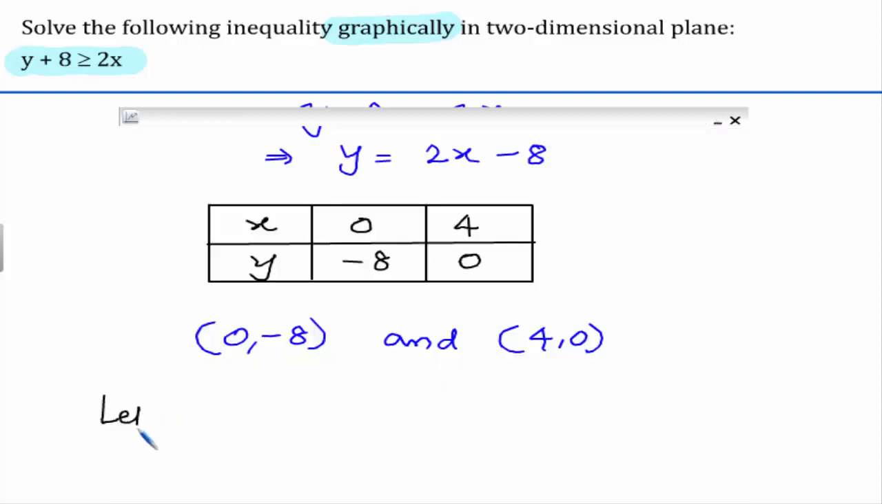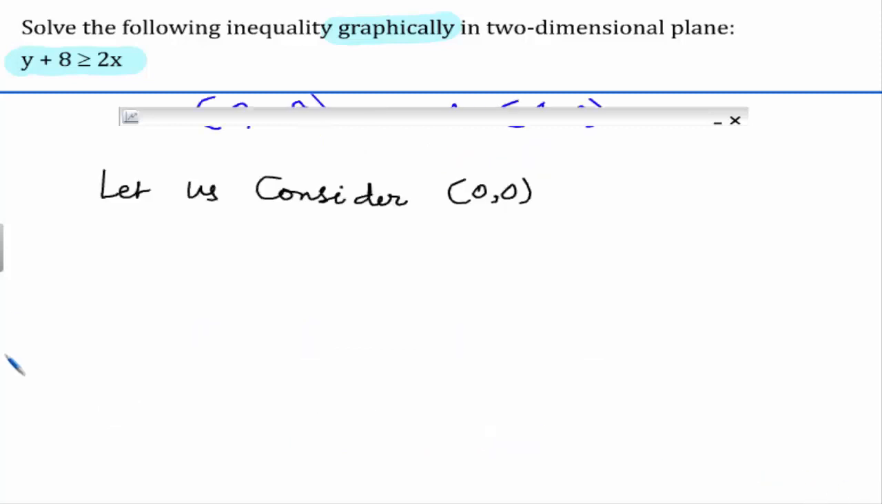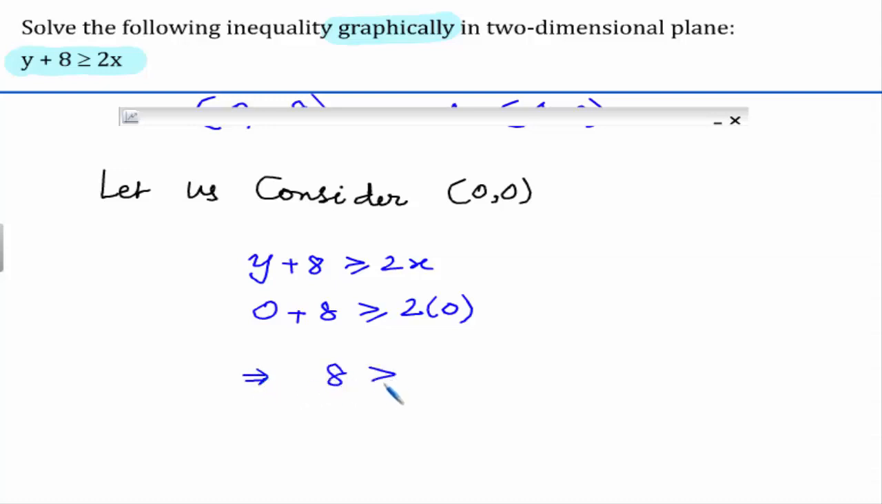So let us consider the origin and we'll substitute the origin into the given inequality, which is y plus 8 greater than or equal to 2x. 0 plus 8 is greater than or equal to 2 into 0. This will give us 8 greater than or equal to 0, which is a true statement. So therefore the point which we have selected, origin, includes in the region.